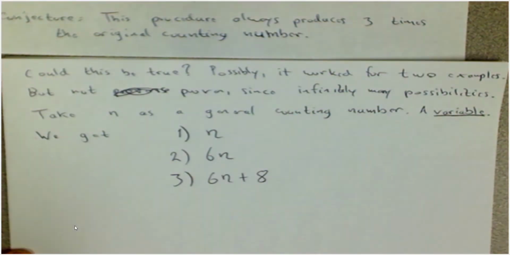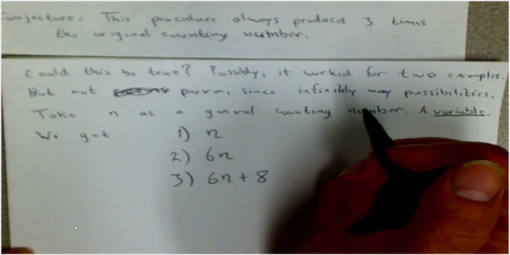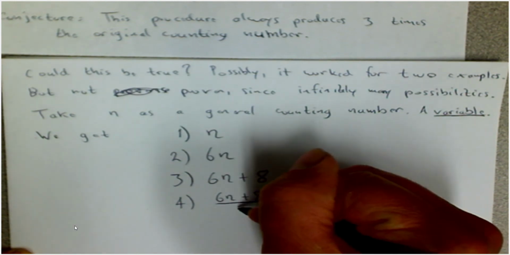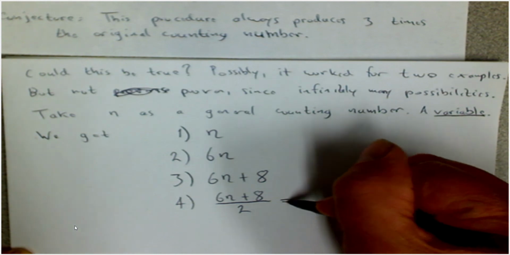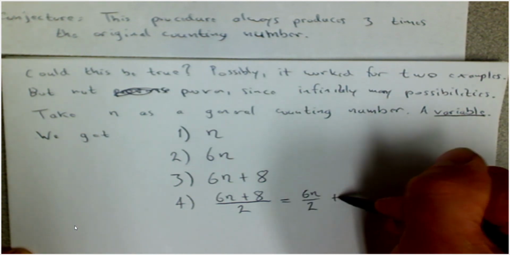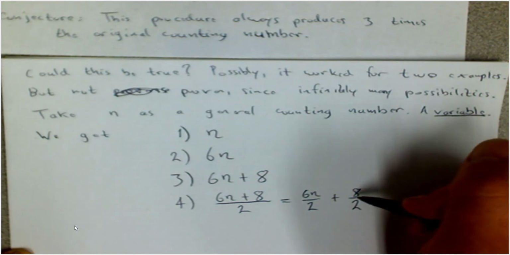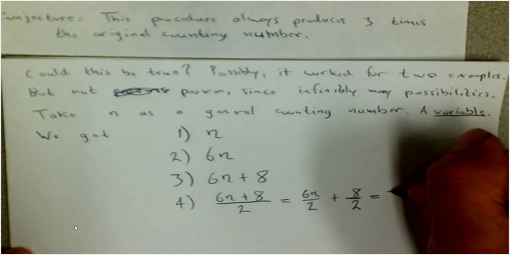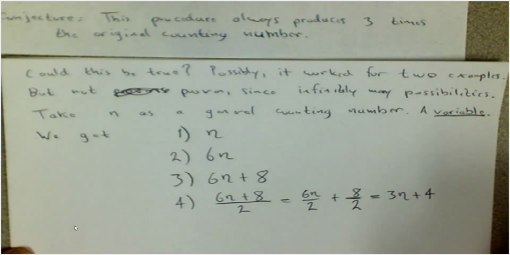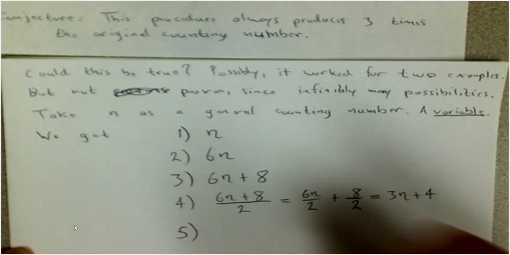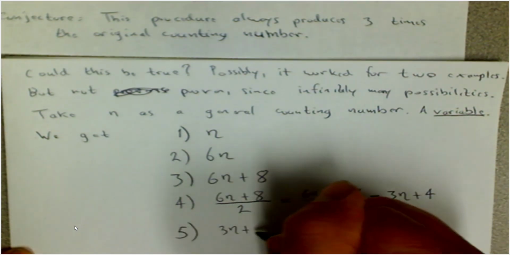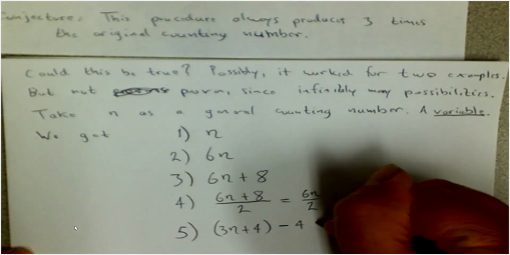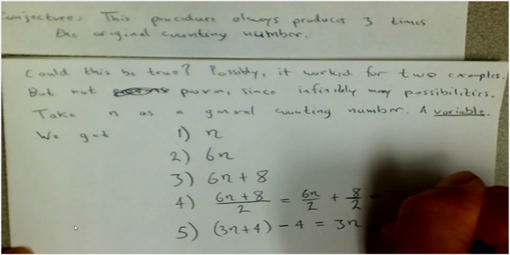Okay, and then 4, I was going to divide the previous number by 2. So (6n plus 8) over 2. And I can write this as 6n over 2 plus 8 over 2. Be careful. I mean, I can separate within the numerator, but not the denominator, right? So, and then what do I get? I get 3n plus 4. And then 5, I take 3n plus 4. Let me put some parentheses to be clear there. That was my previous number. And I subtract 4. And lo and behold, what do I get? I get 3n.